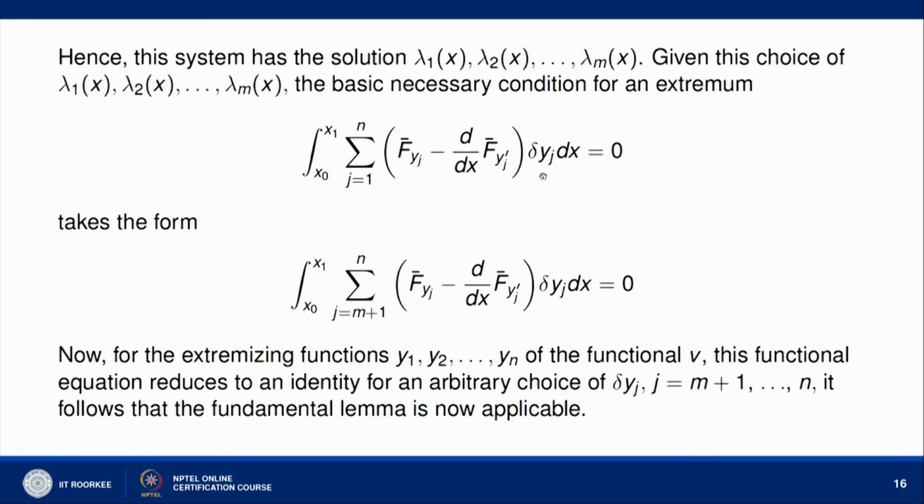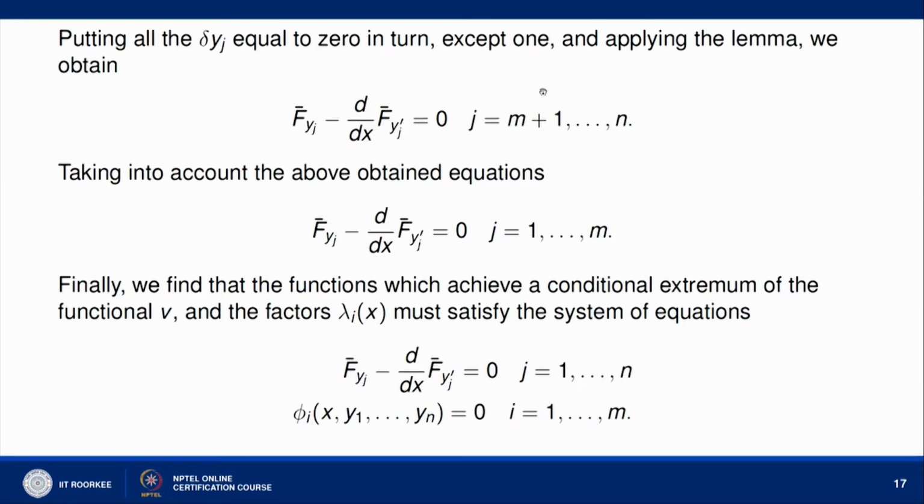So along with these n minus m equations, we can rewrite our set of equations as this: taking into account the above obtained equations, we have f bar yj minus d by dx of f bar yj dash equal to 0 for each j equal to 1 to m. So 1 to m is the earlier one, and for m plus 1 to n we have this equation f bar yj minus d by dx of f bar yj dash equal to 0, for each j equal to now 1 to n. So 1 to m is obtained by choosing lambda 1 to lambda m, and m plus 1 to n is obtained by applying the fundamental lemma.